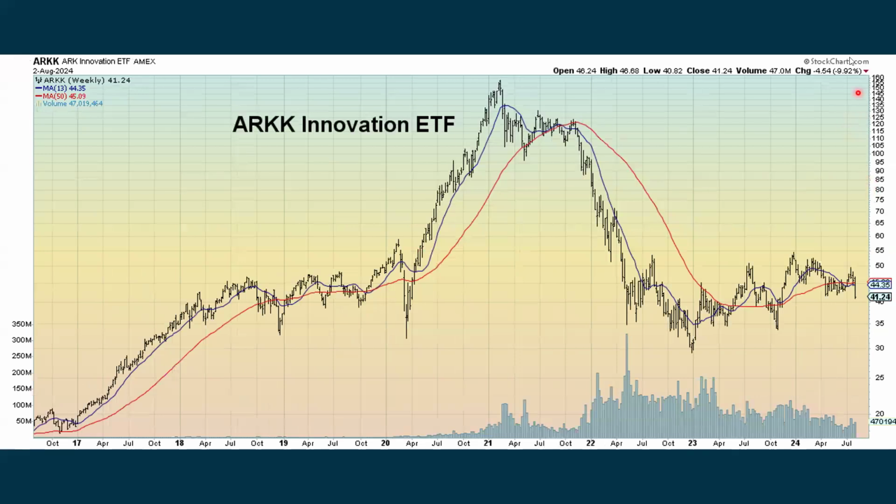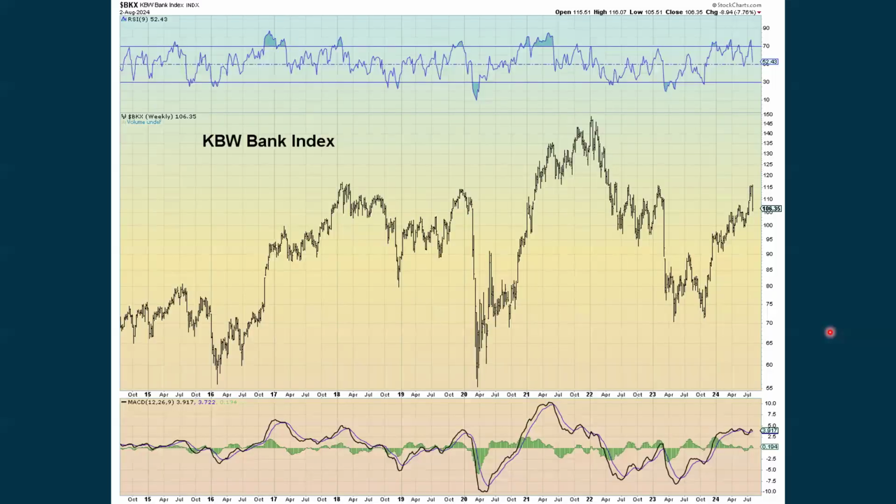ARC, of course, it had to be down. It's down when we have an up week and it's down when we have a down week. It was down almost 10% this past week and is in a longer term downtrend. And a weekly chart here, the bank index, we're coming down, but still above 50 with the RSI.